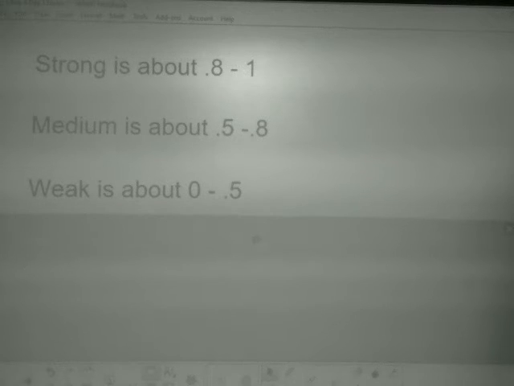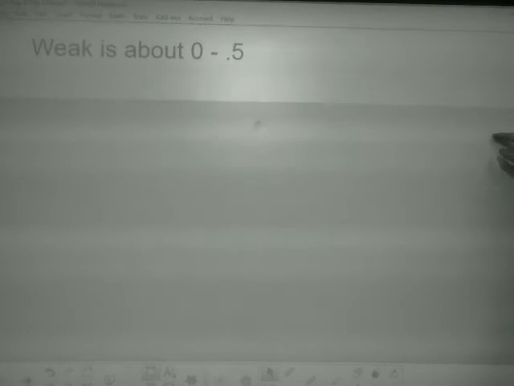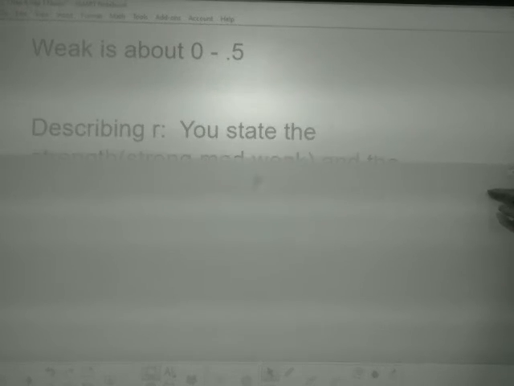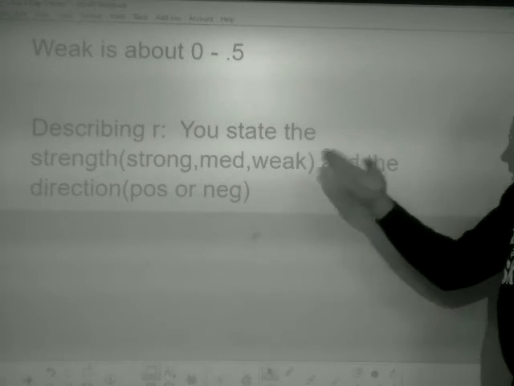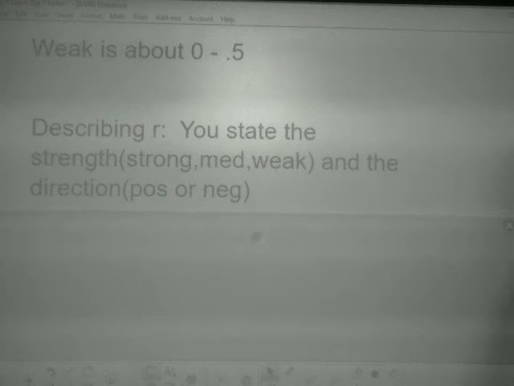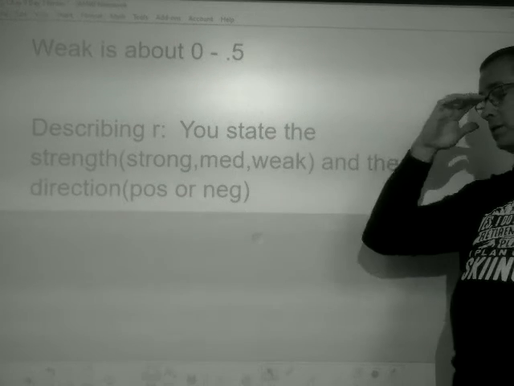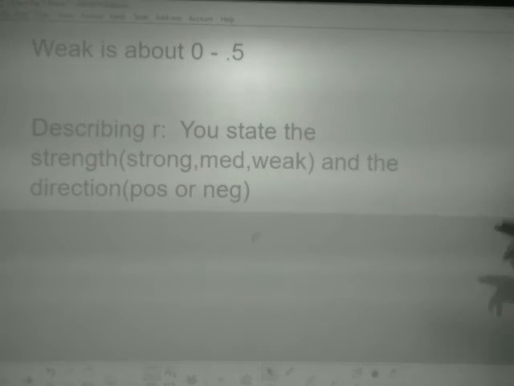So let's take a look at some data that I have. When they say describe correlation, you're just going to state the strength, strong, medium, or weak, and the direction. Is it positive or is it negative?